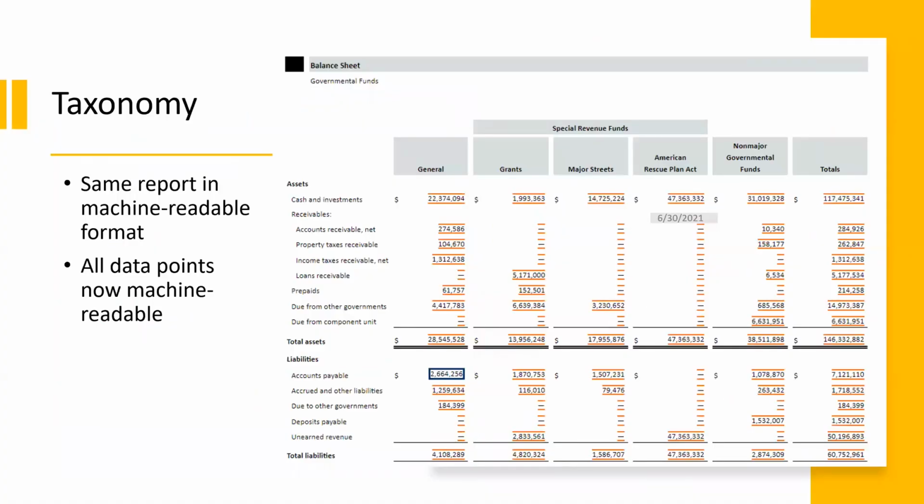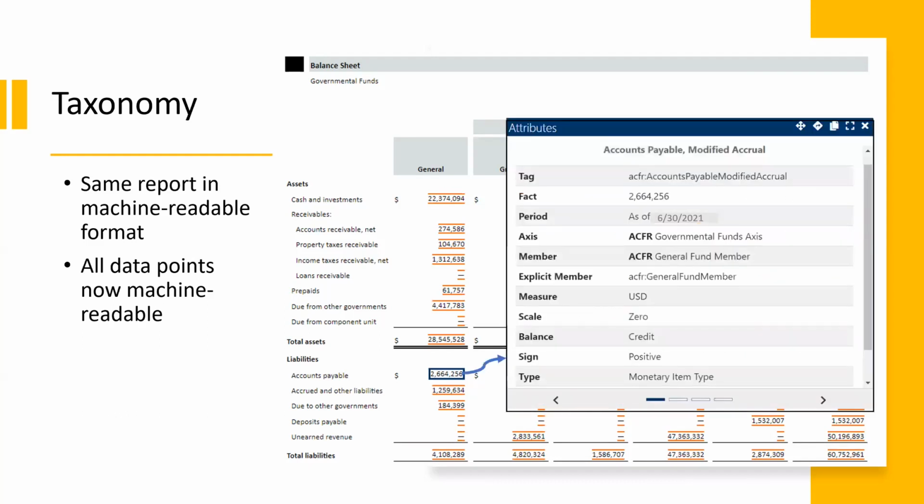Here's the same report we just saw, but it's now in machine-readable format. Every fact underlined in red has embedded information, which makes it unambiguously machine-readable. We're showing this in an open source viewing tool, which shows that the fact for accounts payable has information in it, as shown in the gray pop-up box.